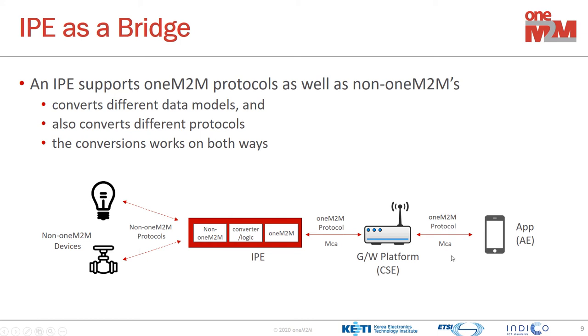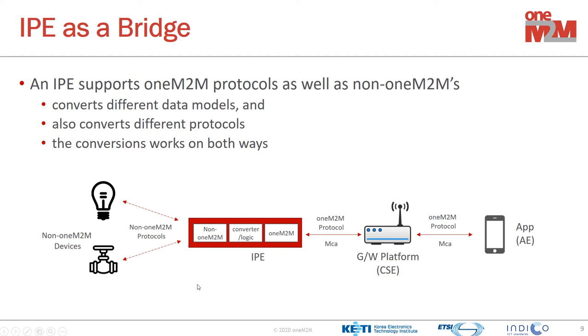So to use them from the oneM2M platform, and especially from the oneM2M applications, there should be the interworking proxy in the middle, so they can talk to each other thanks to the IPE. And since they are non-oneM2M systems, the protocols or the interfaces would be different here and here, and the data models that they use and oneM2M is using are different. So basically the IPE converts the data model and the protocol or the API.